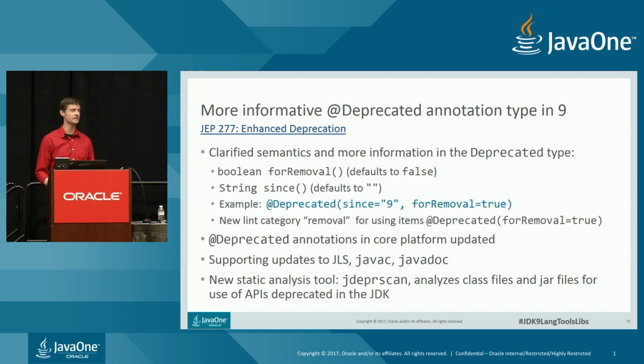We've updated the deprecation annotations in the core platform to have this for removal information, and they're supporting updates made in the language specification, Javac and Javadoc. Also, there's a new static analysis tool in the JDK called JDepScan that analyzes class files and jar files for the use of APIs that were deprecated in the JDK. So we have had these deprecations, including for removal deprecations. So you don't have to recompile your code to find out if your jar files are affected by it. You can just run JDepScan on your jar files instead, and you can find out what's going on.